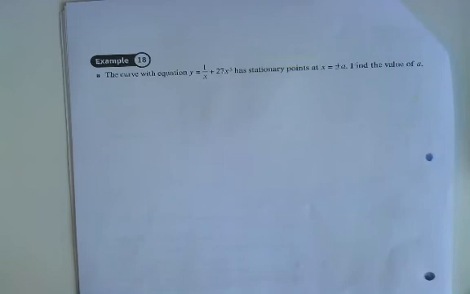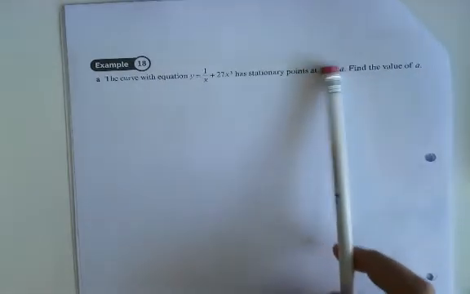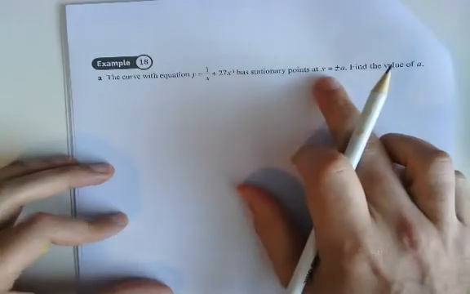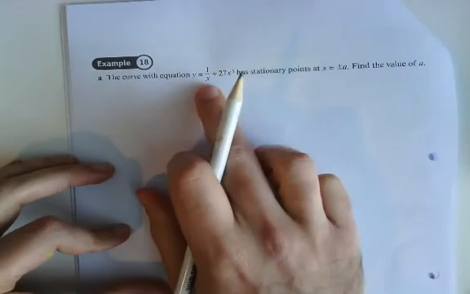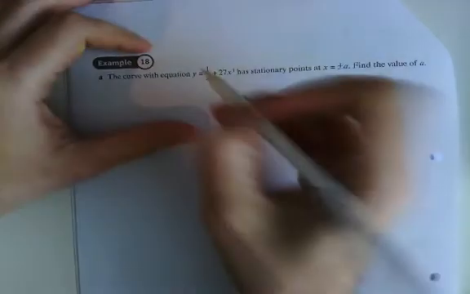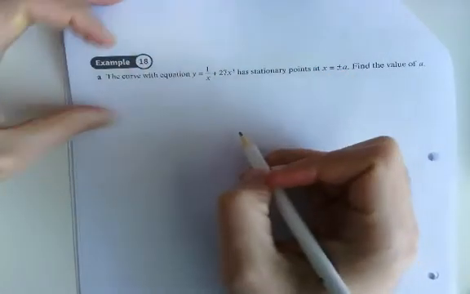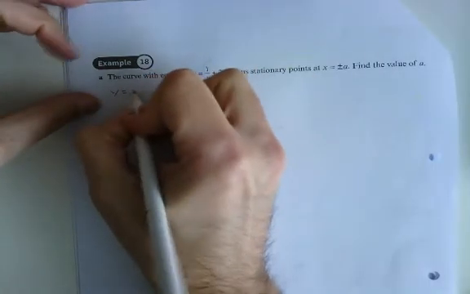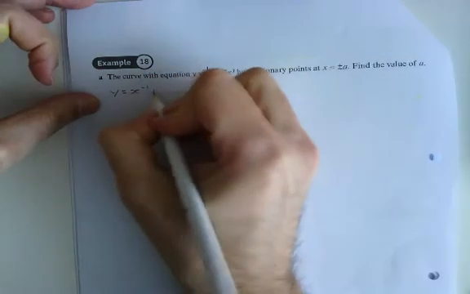Okay. And the last example over the page, we've got example 18. The curve of the equation y equals 1 over x plus 27x cubed has a stationary point at x equals plus or minus a, find the value of a. Effectively, all this is asking us to do is figure out what value of x occurs at this stationary point. Now the difficulty here, well, it's not particularly a difficulty, it's just this term, isn't it?